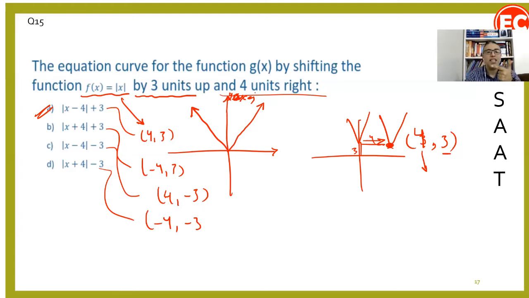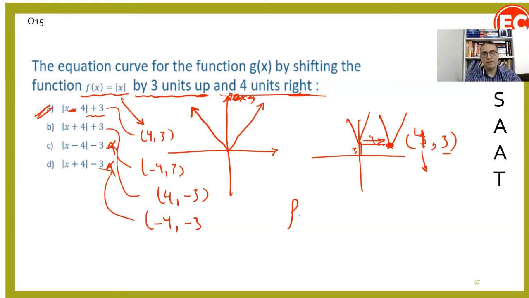Second method, any change up or down is outside the function. Positive 3 means up. Negative 3 means down. So I'm going to cancel C and D. And then when I'm moving to the right on the x-axis, I flip the sign. So moving to the right, it's not positive, it's negative. So you can solve it by one of two methods, by using transformation, up and down, left and right, or by using the vertex.